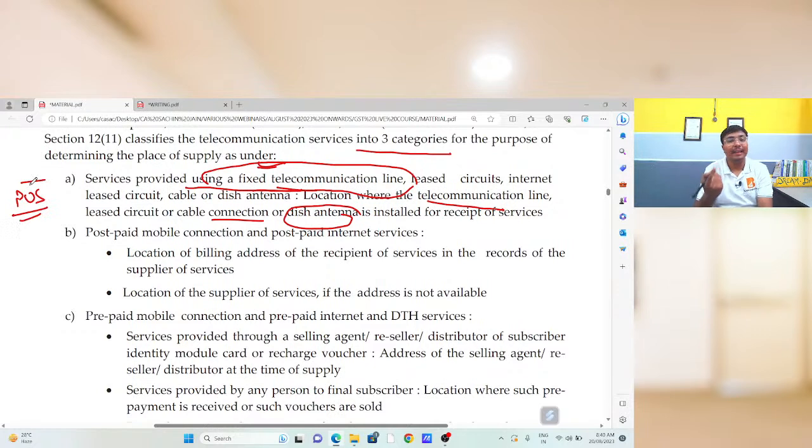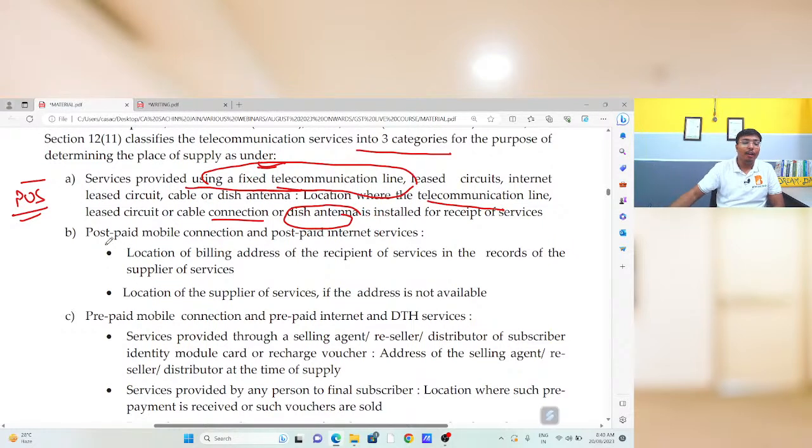So you can say that, as where the immobile property is situated, we are going to take the place of that immobile property as the place of supply. Accordingly, whenever the telecommunication service is from any dish antenna, any telecommunication tower, any establishment, the location of that antenna, tower or line will be treated as your place of supply. And we need to decide the IGST, CGST and SGST accordingly.